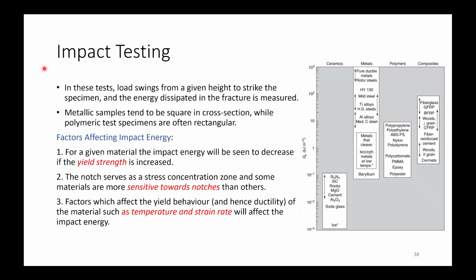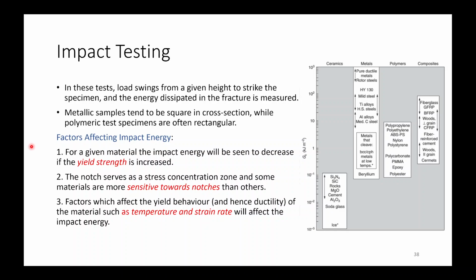Impact testing. In these tests, a load swings from a given height to strike the specimen, and the energy dissipated in the fracture is measured. Metallic samples tend to be square in cross section, while polymeric test specimens are often rectangular.